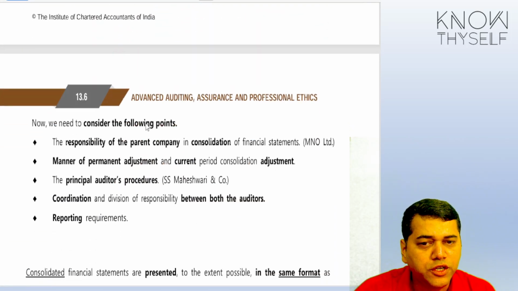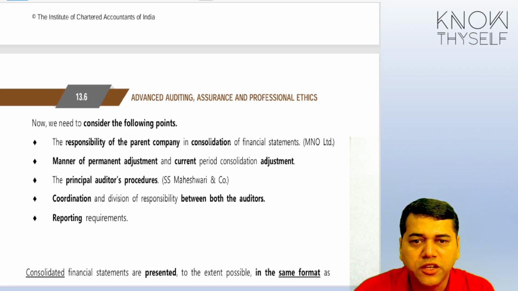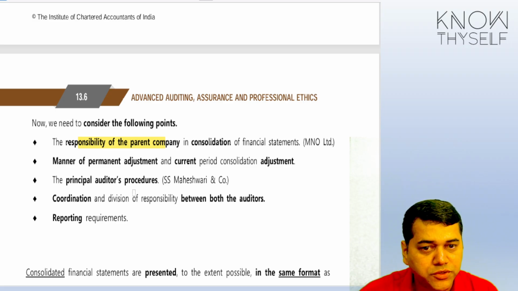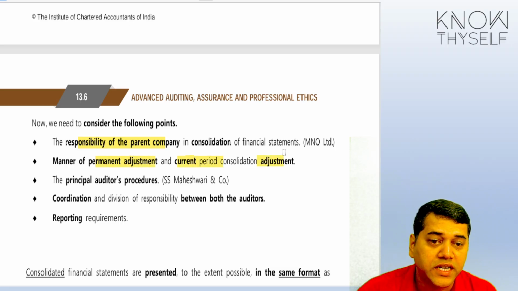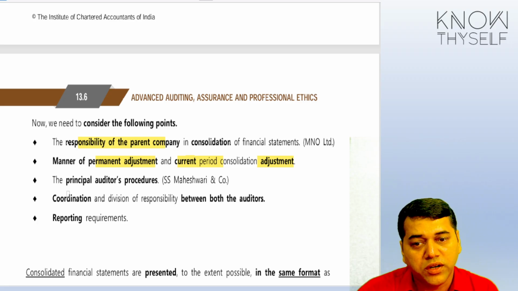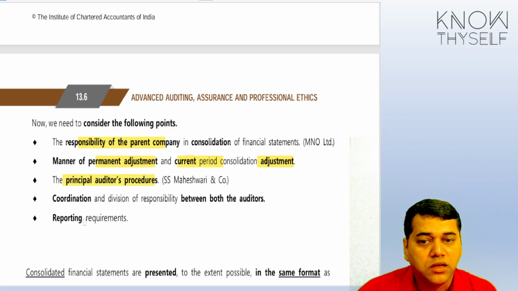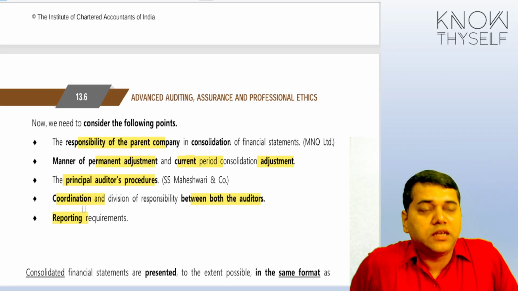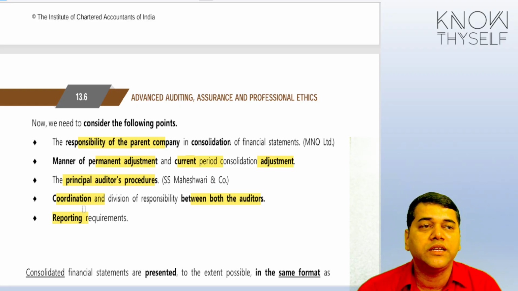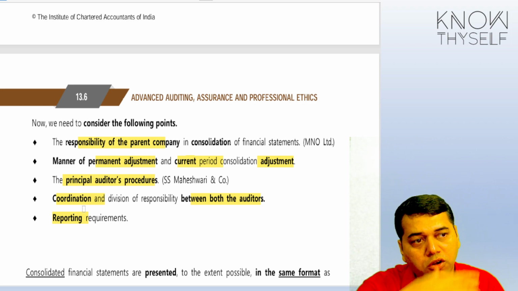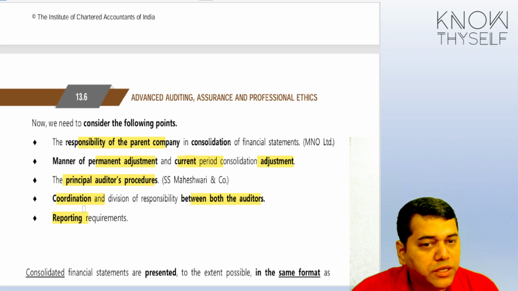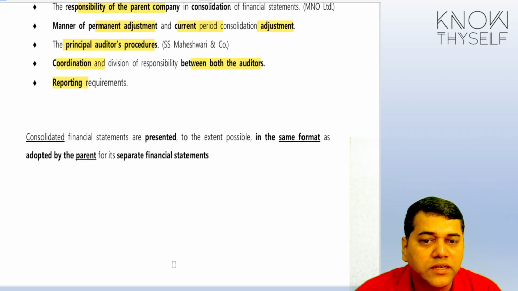Now we need to consider the following points: the responsibility of the parent company, because when they become responsible to prepare, do they have any exemptions not to prepare? If they are going to prepare, what type of adjustments, which is permanent and current period adjustment, they need to make? Now, what is the responsibility of the principal auditor? How do they need to coordinate between other auditors, and what is the reporting requirement under different scenarios, like where the subsidiary is sitting in a foreign country, or the subsidiary was not audited, you are not the auditor of the subsidiary. In different scenarios, how do you need to report? That's what we are going to cover in the rest of the chapter.